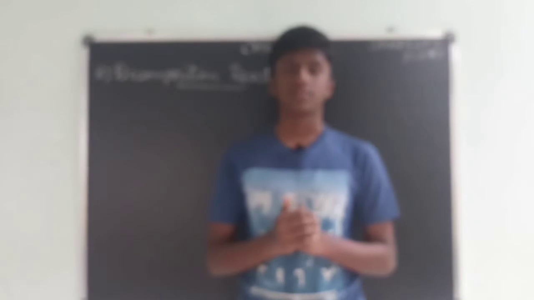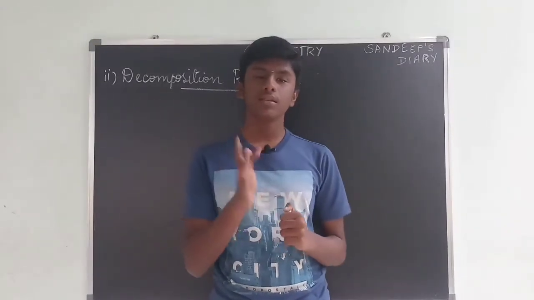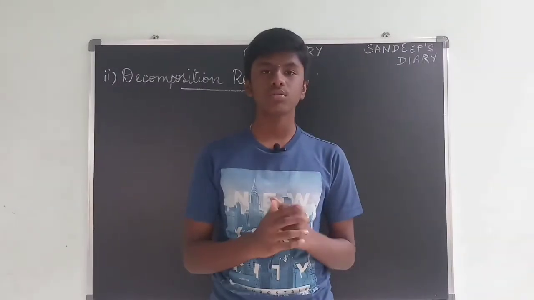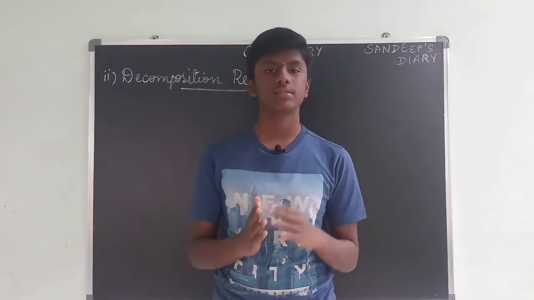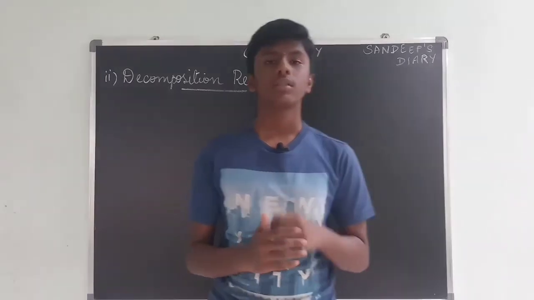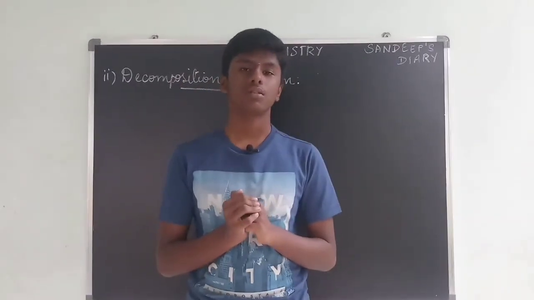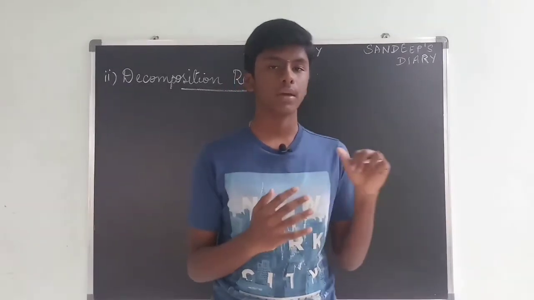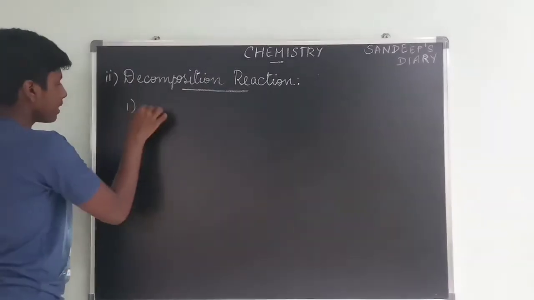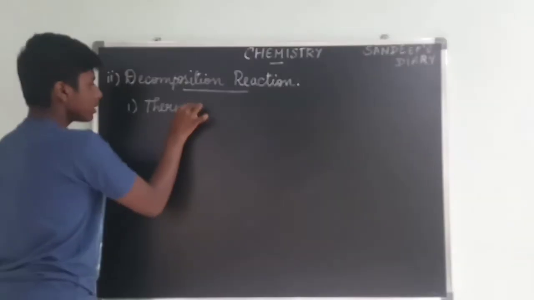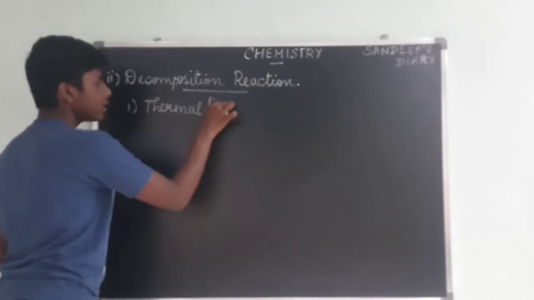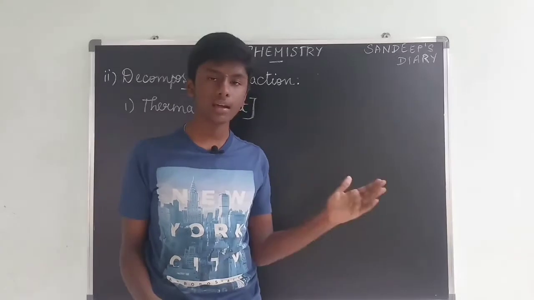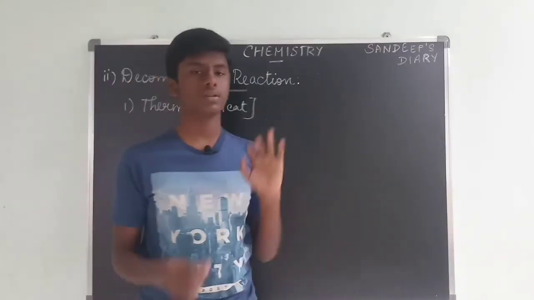The next reaction is decomposition reaction. This states that one single reactant decomposes into two or more products is known as decomposition reaction. There are three main types of decomposition reaction: thermal, photolytic and electrolysis. Let us see one by one. First is thermal decomposition reaction. Thermal means under heat. The decomposition reaction happening under heat is known as thermal decomposition reaction.